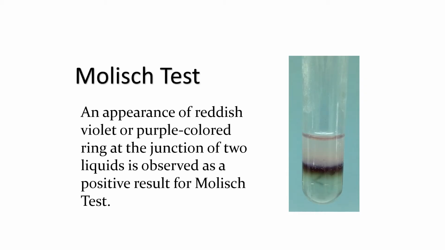So here, we can see the formation of a purple ring. So this one is our purple ring. So an appearance of a reddish violet or purple colored ring at the junction of two liquids is observed as a positive result for the Molisch test. So all carbohydrates will of course give a positive result for the Molisch test.